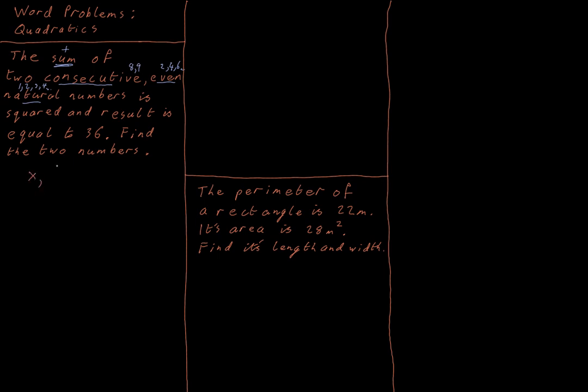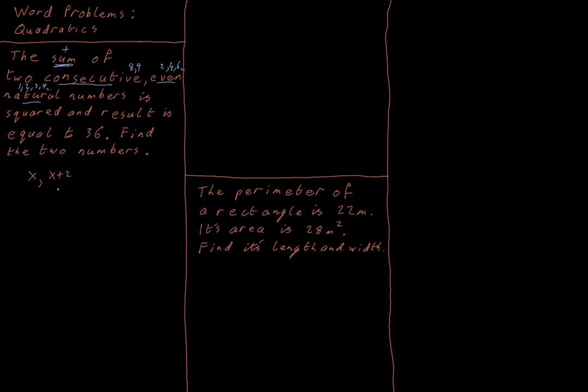Well, what would be the next consecutive even number? If I started a particular even number, how would I get to the next even number, the next even natural number? Well, I'd have to add 2, wouldn't I? If I was at 2, I'd have to add 2 to get 4. If I was at 4, I'd have to add 2 to get to 6. If I was at 6, I'd have to add 2 to get to 8. So the next consecutive even number is going to be x plus 2.